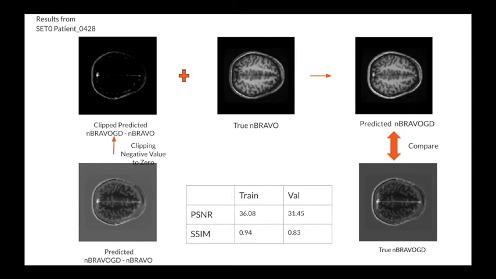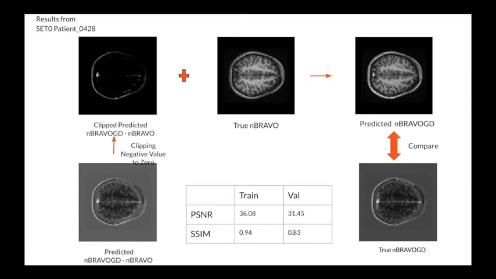The metrics that we selected to evaluate the performance of our model are PSNR and SSIM. For both of the two metrics, the higher the score, the better the performance of your model. For PSNR, a good score is usually within 30 to 40. For SSIM, the score ranges from 0 to 1.